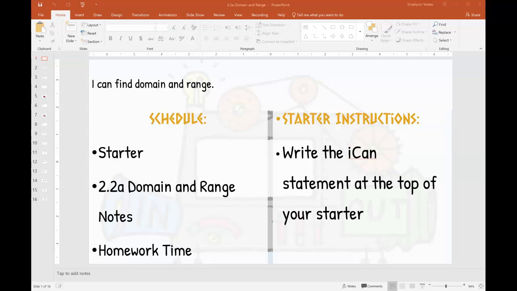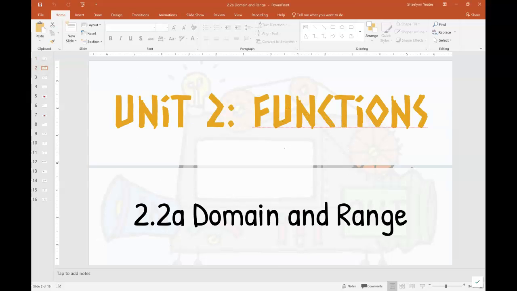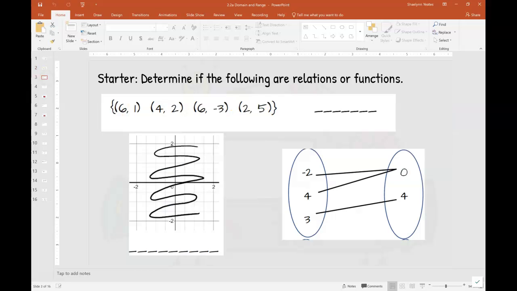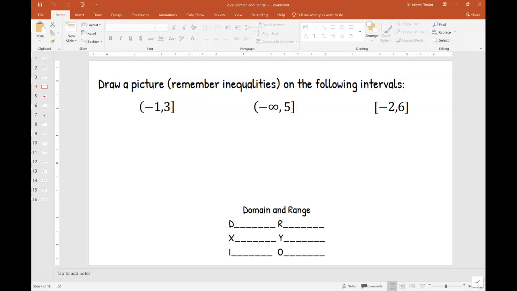Alright, today we're talking about domain and range. We're going to define what those words mean in a second here. So first, we're going to remember what these interval notations mean.